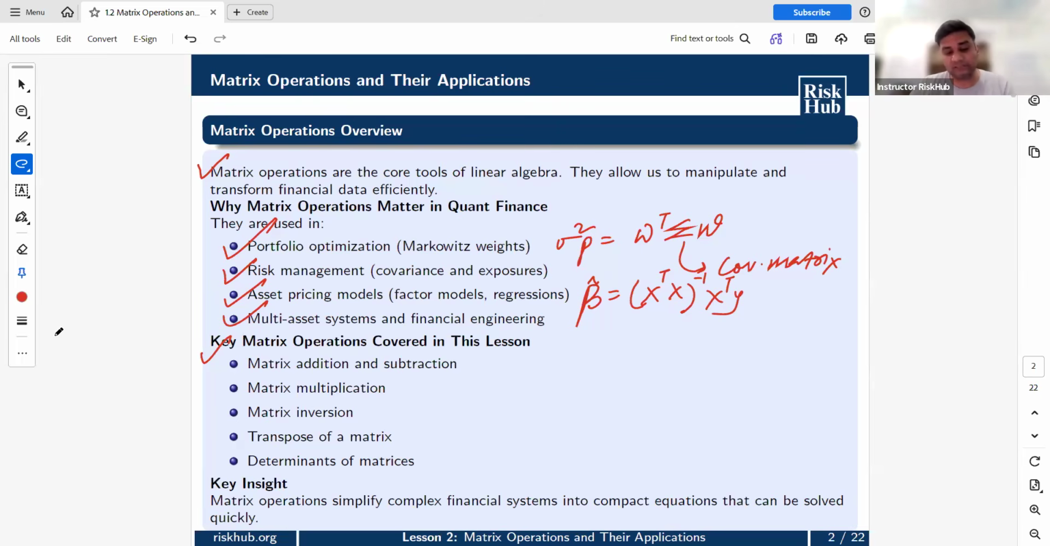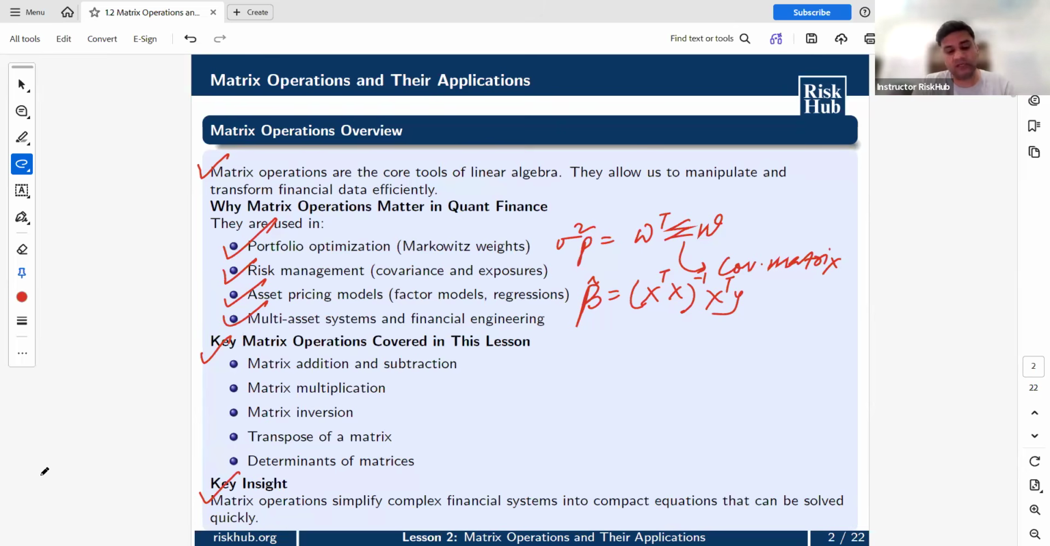First one is your addition and subtraction. Basically, you're combining or comparing your system, right? Then we have multiplication, which is a weighted aggregation. Then we have inversion, matrix inversion, which is solving the system. Transpose, align the dimensions. Determinants, you're looking at your stability and invertibility. These are not just your math topics, right? These are your portfolio engine, risk engine, pricing engine, right? Please understand very clearly that matrix operations simplify your complex financial system into your compact equation. This is the true essence of your quant finance.